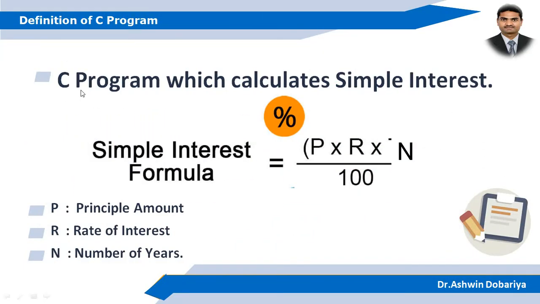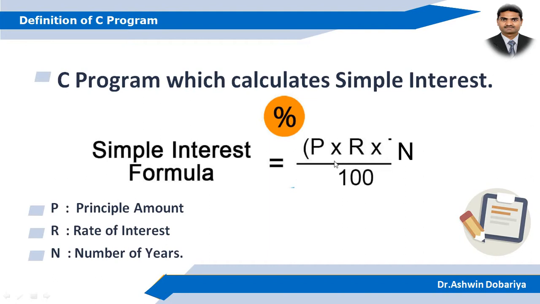In this definition: a C program which calculates simple interest. The definition will not clearly mention how many variables you are required to declare, so based on the logic of the program you have to identify the number of variables, right? First, you should at least be aware of the formula of simple interest calculation. So what is the formula? PRN divided by 100. So what does PRN mean?